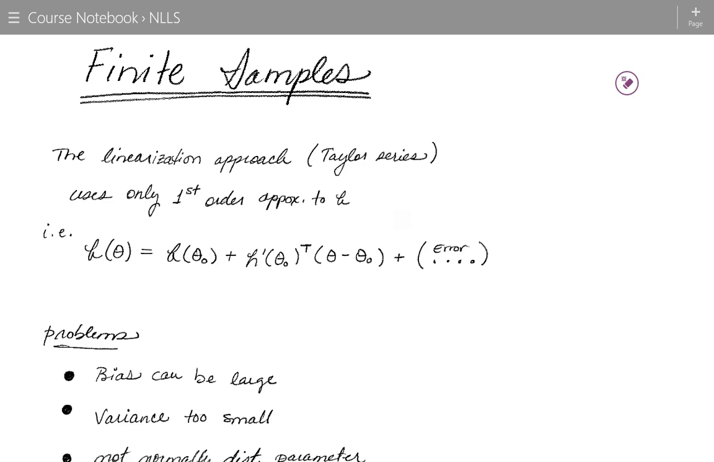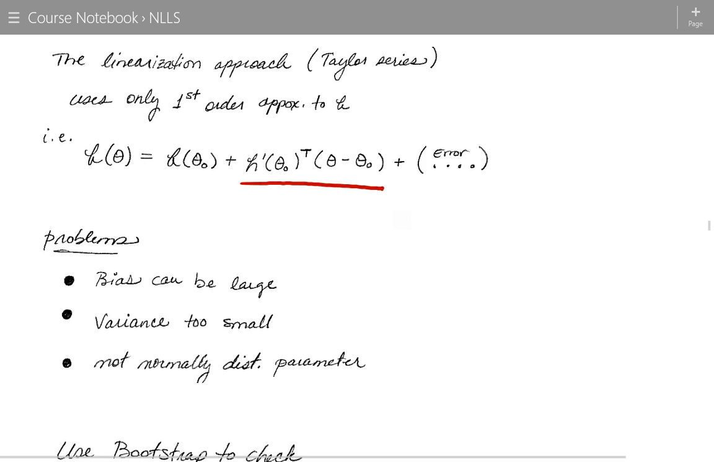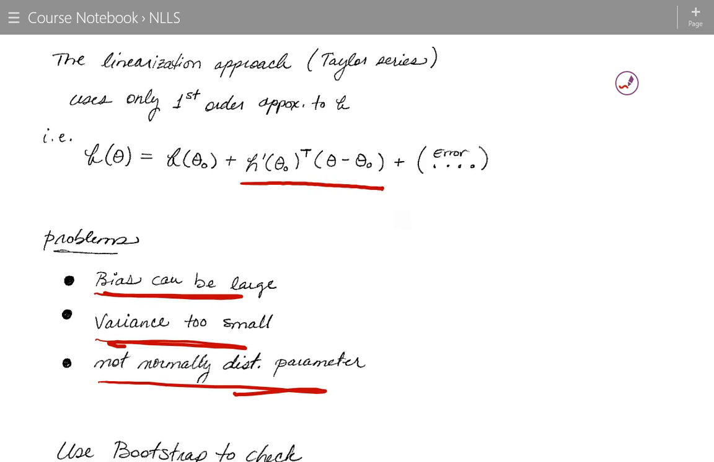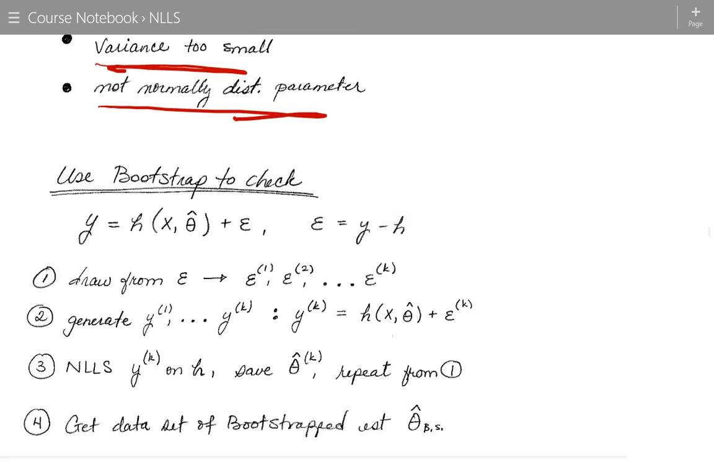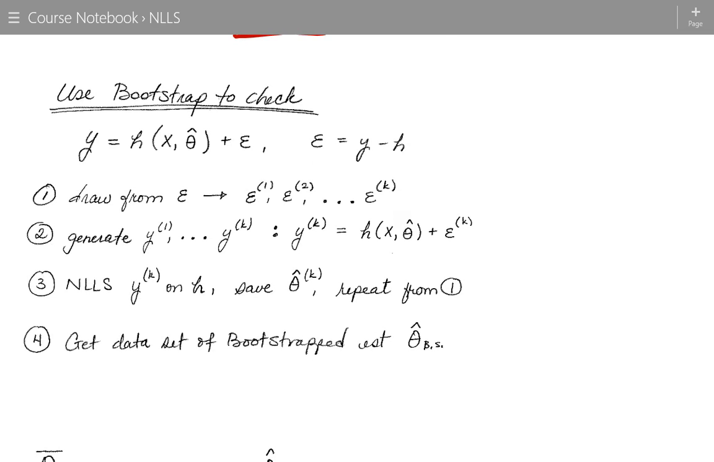All right, so we're just using this first order term, and it was put in like a two-dimensional flat sheet on the surface. And for small samples, the bias can end up being large, the variance can be too small, and the parameter is not actually normally distributed. So how do we check this? Well, one way to do it is to use a bootstrapping technique in which we have a model of y in terms of our h at the estimated values.